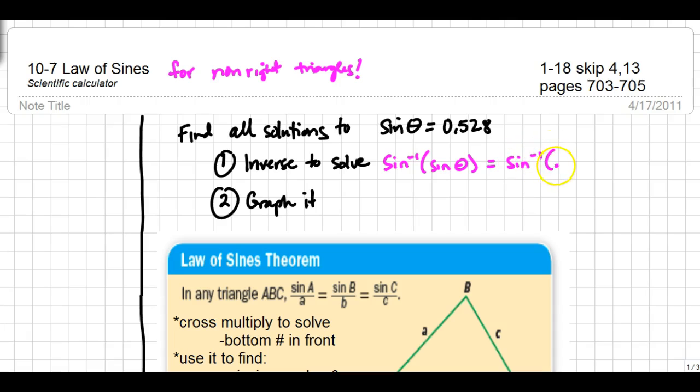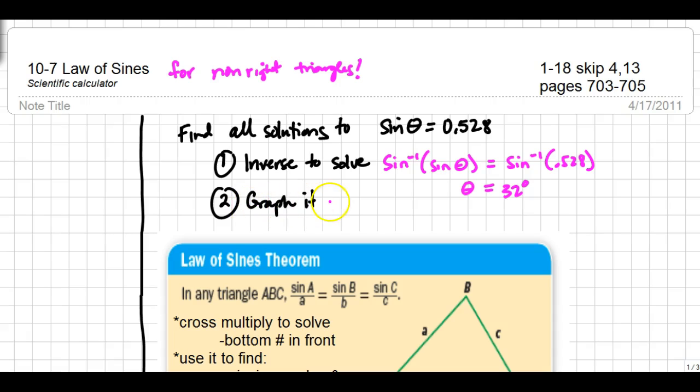obviously that would have to be a calculator question because 0.528 is not a value on our unit circle, or it's not one that we've memorized anyway. So when you do the inverse sine of 0.528 on your calculator, making sure that you're in degree mode, theta ends up being 32 degrees approximately.